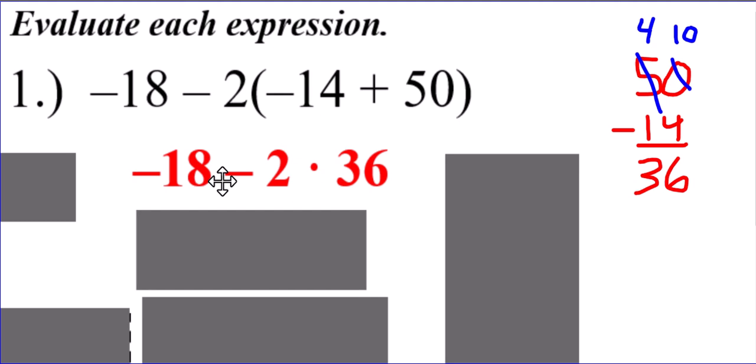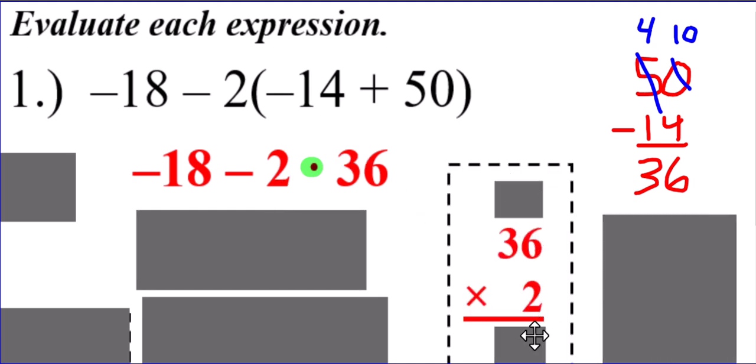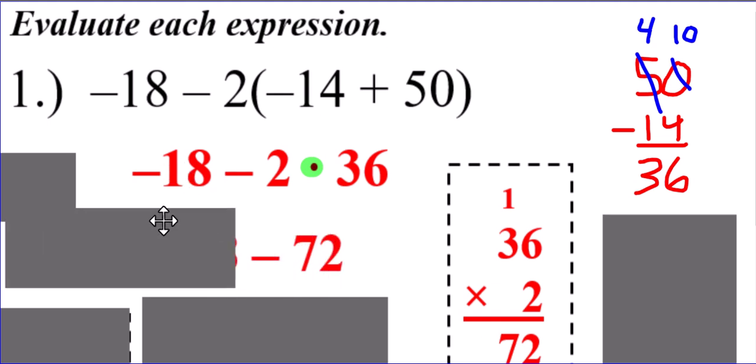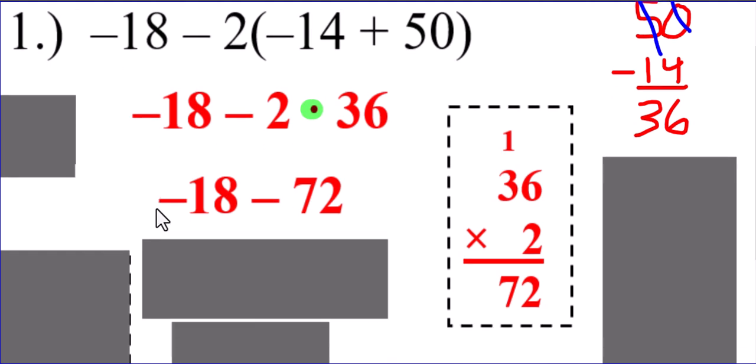Next thing we look for after that is multiplication or division. And we do have multiplication here. So we're going to do this multiplication piece next. 2 times 36. Let's go off to the side. 6 times 2 is 12. Carry the 1. 2 times 3 is 6 plus 1 is 7. So that's going to give me 72. Bring down the minus. Bring down the negative 18.